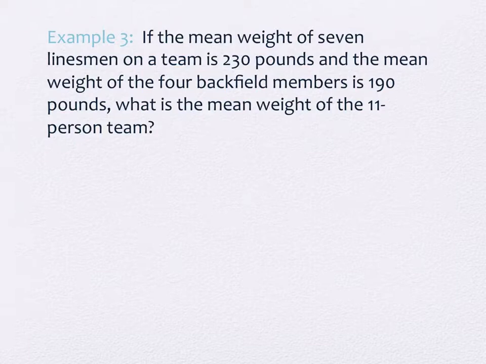It says the mean weight of 7 linesmen on a team is 230 pounds. And the mean weight of the 4 backfield members is 190 pounds. What is the mean weight of the 11-person team? Now, we could take those two means and add them together and divide by 2, but somehow there's something about that that doesn't feel quite right.